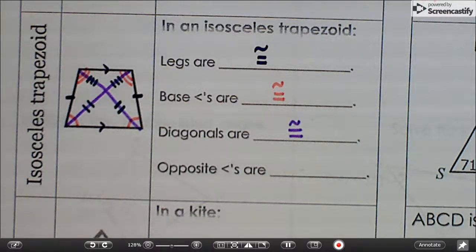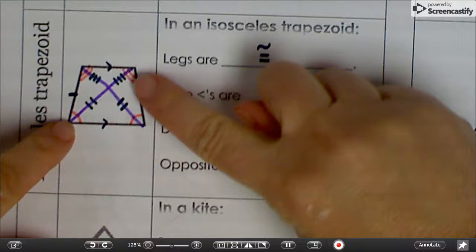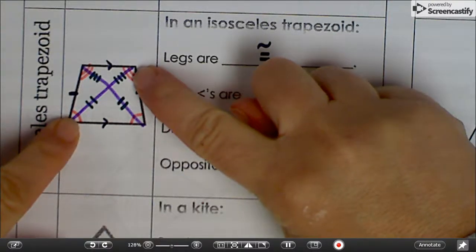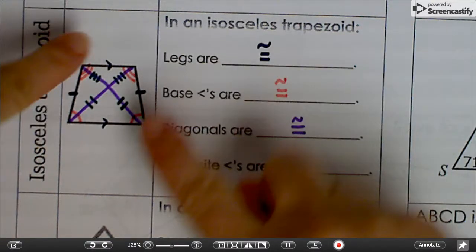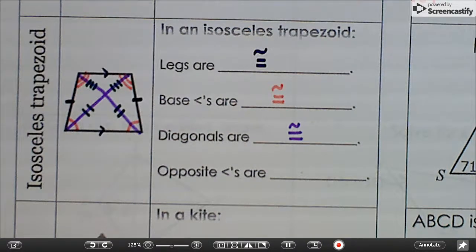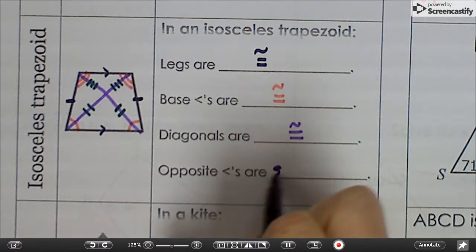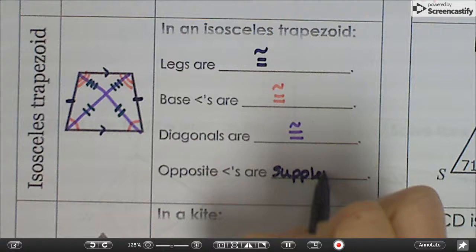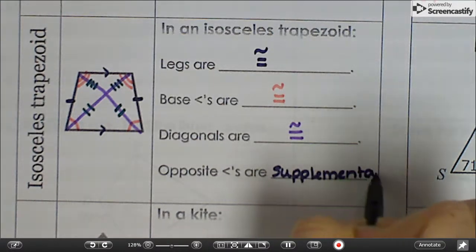And then opposite angles, just like with parallelograms, opposite angles are the ones that are totally across from each other, like that. Opposite angles are supplementary on an isosceles trapezoid.